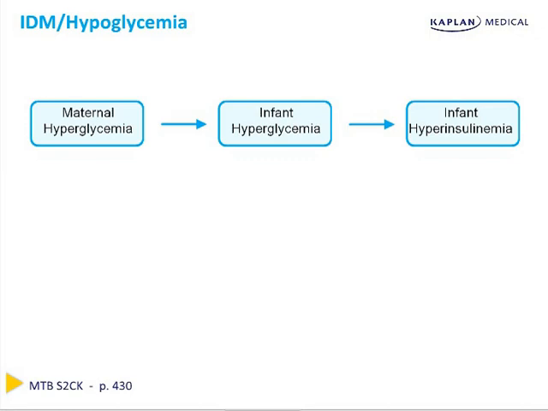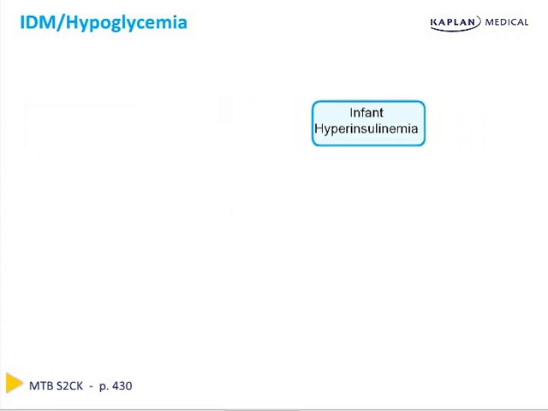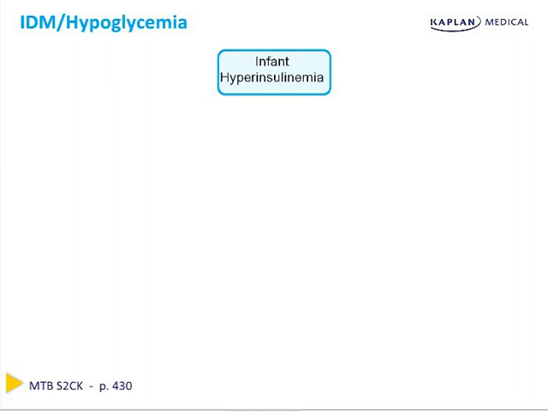Now, as we said, maternal hyperglycemia leads to infant hyperglycemia, leading to infant hyperinsulinemia. But the real problem is when the baby's born, because after birth, you no longer have infant hyperglycemia. You're only left with infant hyperinsulinemia, and that in and of itself is a major problem.